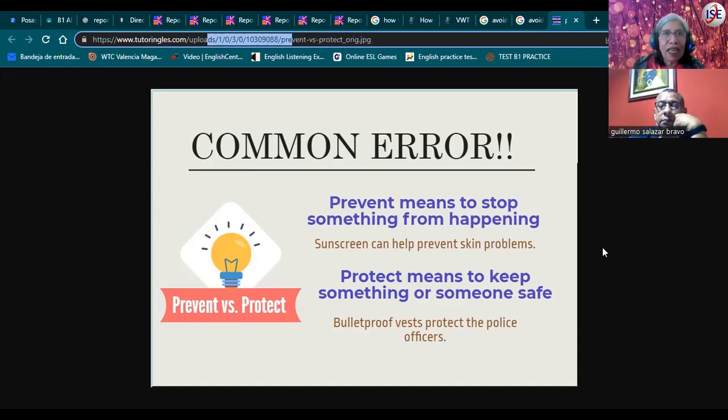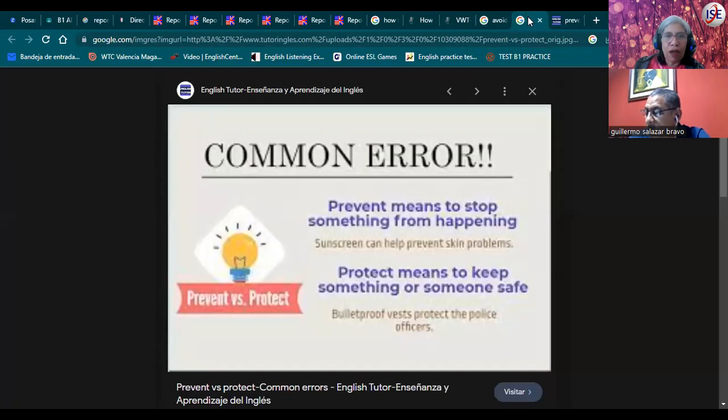Or eating low-fat meals prevents stomach cancer or high blood pressure. Okay? Medication, especially omeprazole, protects the stomach from heartburn. So that's the difference between prevent and protect. Prevent, stop something from happening. Protect, keep something or someone safe. Okay? So let's go to avoid.